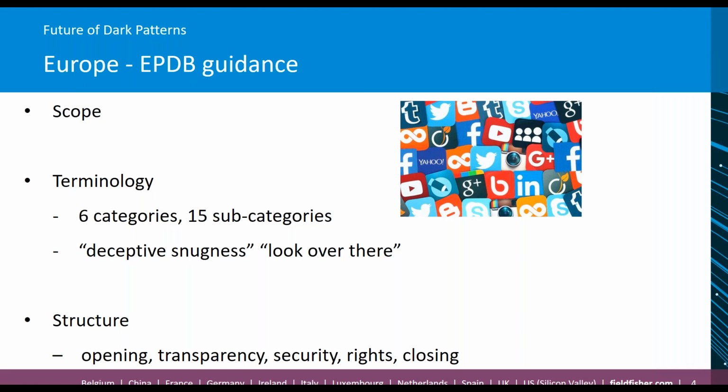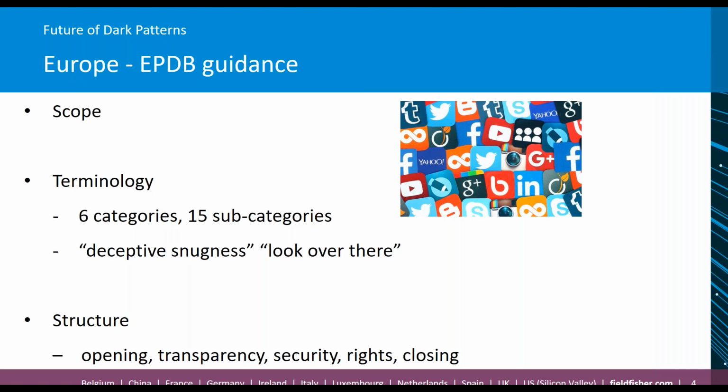And then within them, they have these subcategories, and they have slightly weird names like deceptive snugness or look over there, but they do make sense in the context of the guidance. It's actually very detailed, so it sets out the concept of all these 15, and then in each aspect it goes through, it'll show how a particular design could fall foul of several of the subcategories. So that's the terminology you need to get used to.